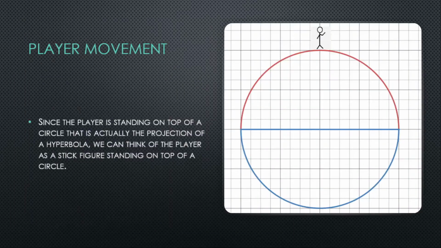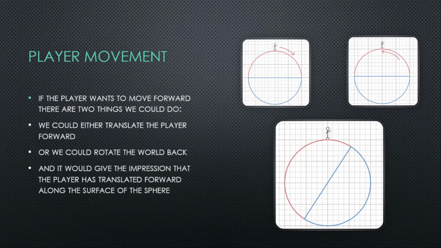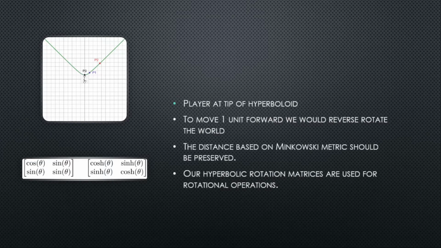Let us look at a player standing on top of a circle. This circle can actually be thought to be the projection of a hyperbola. If the player wants to move forward, there are two things we could do. We could either translate the player forward, or we could rotate the world back, and it would give the impression that the player has translated forward along the surface of the sphere. We want to accomplish the same on a hyperboloid.